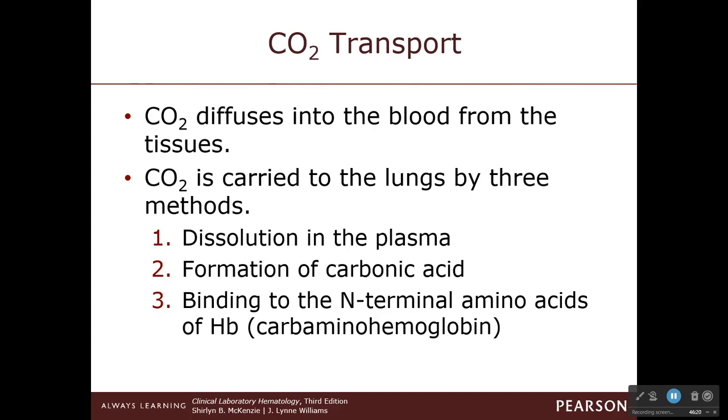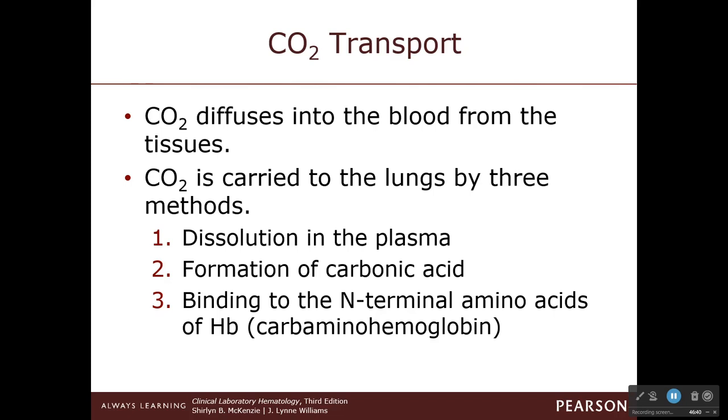Like that. And then some of it will get in the plasma also and go this way. But a lot of it's picked up by the hemoglobin and also picked up and put inside the red cell. Okay? That's gas diffusion. That's gas exchange right there in a nutshell. Okay? So where does CO2 go?